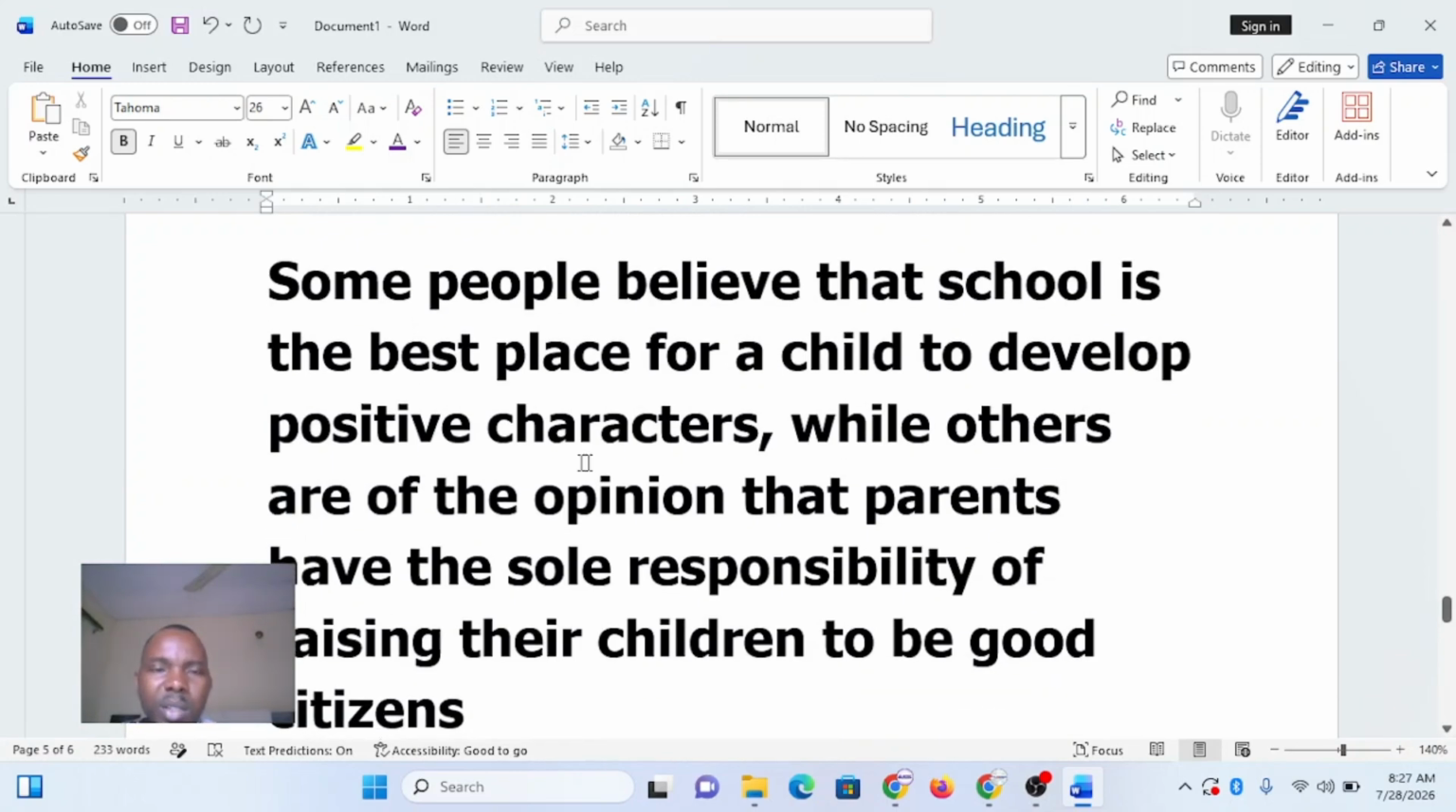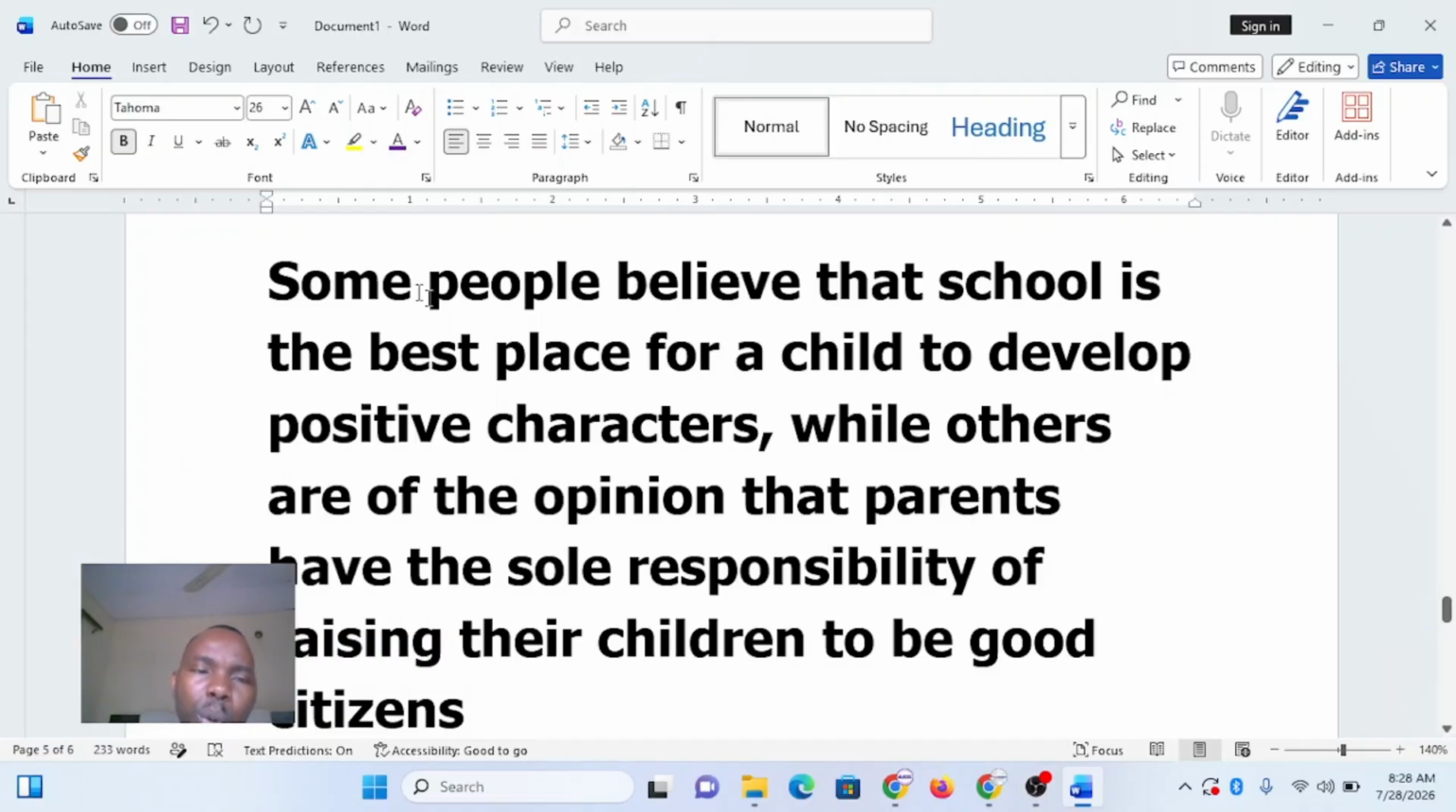So now looking at this question, some people believe that school is the best place for a child to develop positive characters, while others are... This is not a standard IELTS question. I just came up with this, but it's usually something like this. During the analysis, I'm going to take a typical IELTS question, all right? So we'll analyze it. But this is just a feel of how it usually looks. Some people believe that school is the best place for a child to develop positive characters, while others have the opinion that parents have the sole responsibility of raising their children.